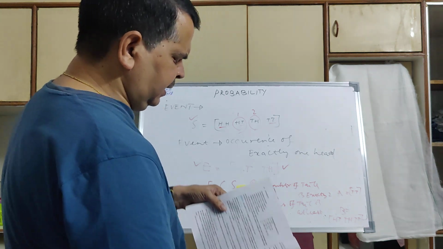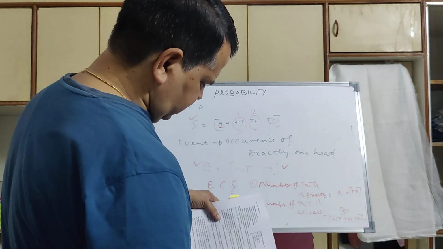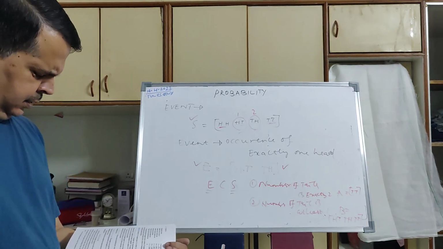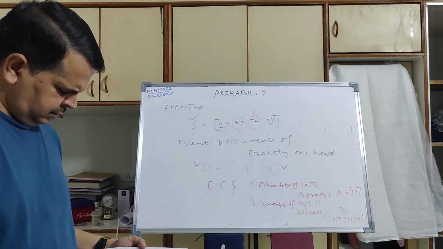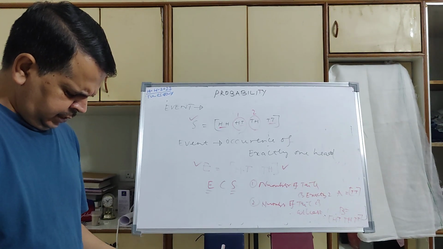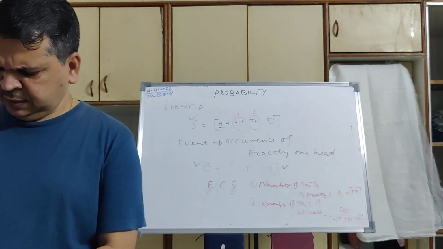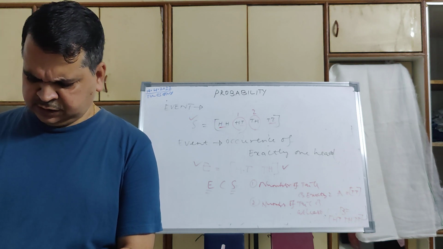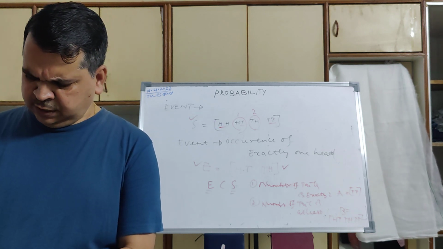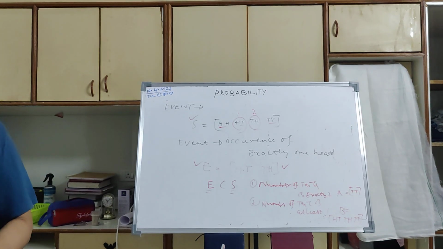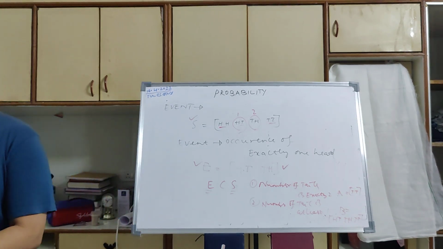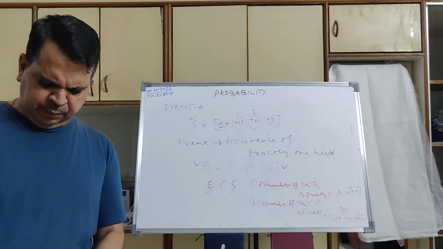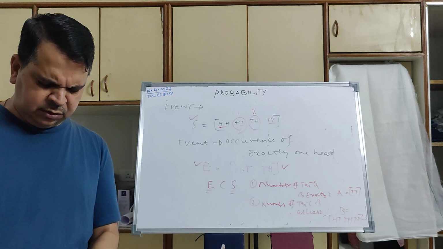There are different types of events that we can come across. Impossible event or sure event. The empty set phi and the sample space describe events. Phi is called an impossible event, so nothing will happen. And S, the whole sample space, is called a sure event.